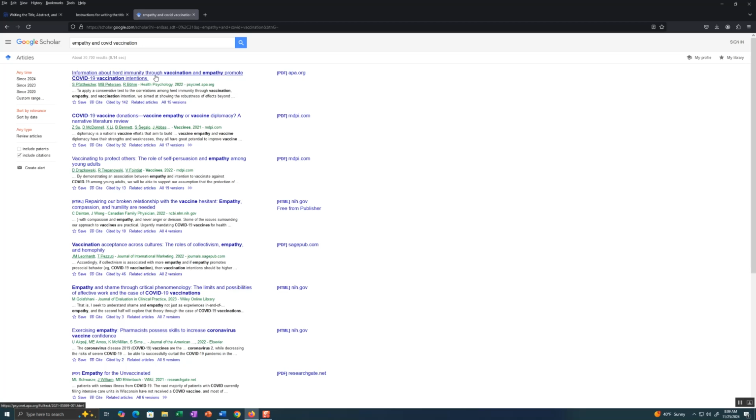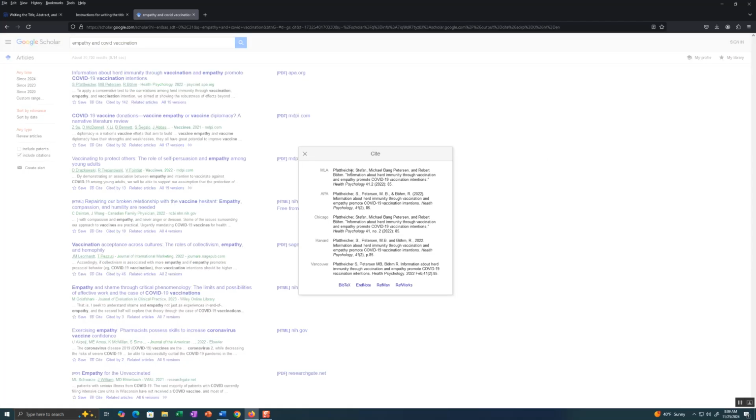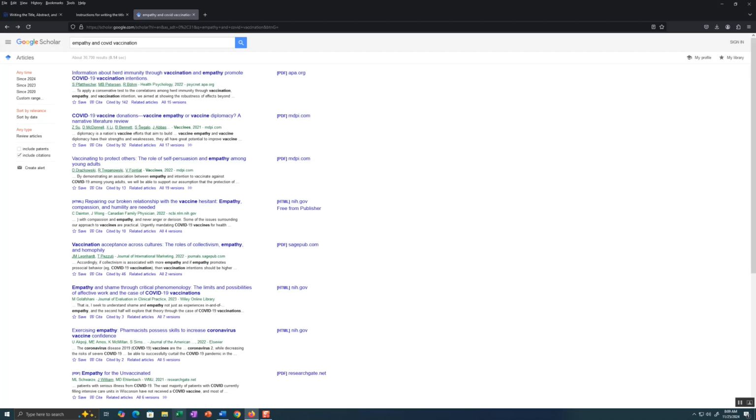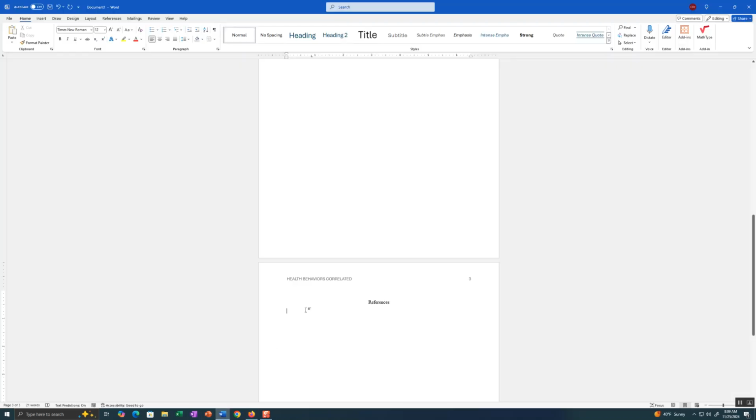So here's an article about linking information about herd immunity through vaccination and empathy. Promote COVID vaccination intentions. Okay, so let's say you use this article. You cited this in your introduction, and now you have to cite it, right? So if you want to cite this article, all you have to do is click on this thing that says cite. And it gives you various formats, and we want APA. So we want APA format, so you're just going to copy this, and you're going to paste it into your reference section.